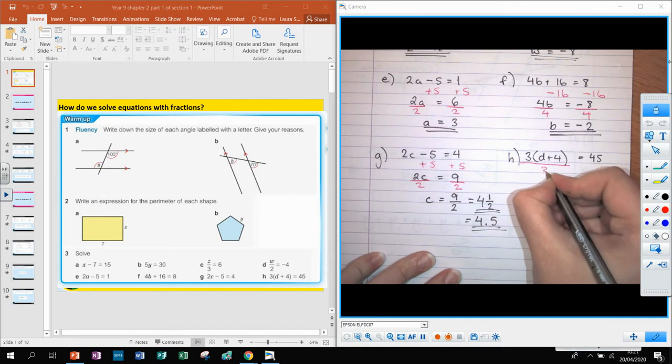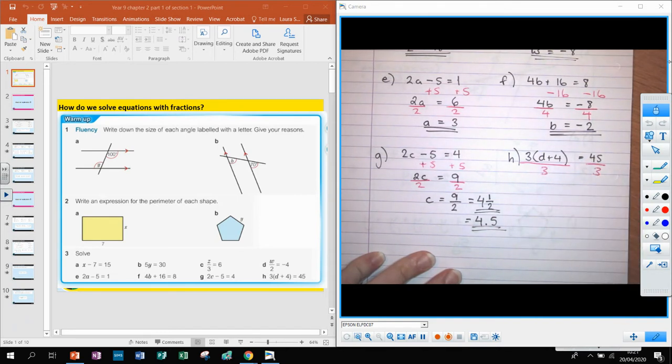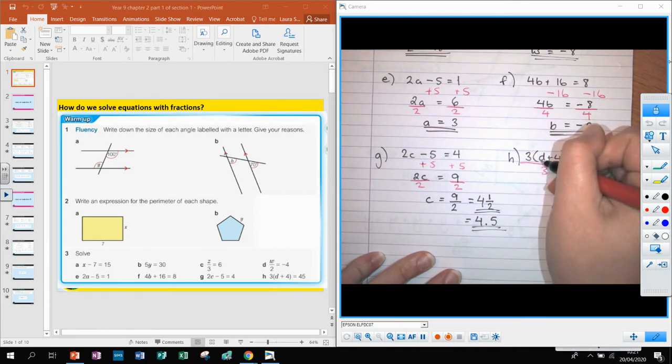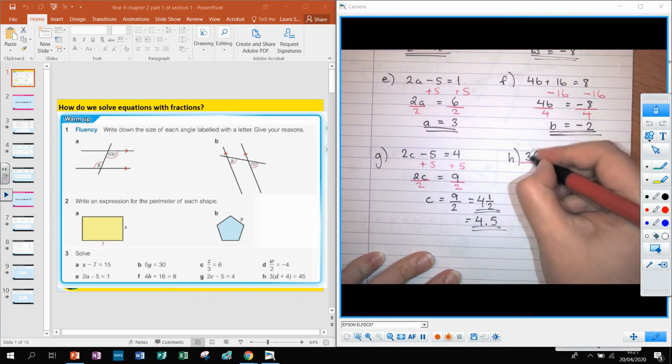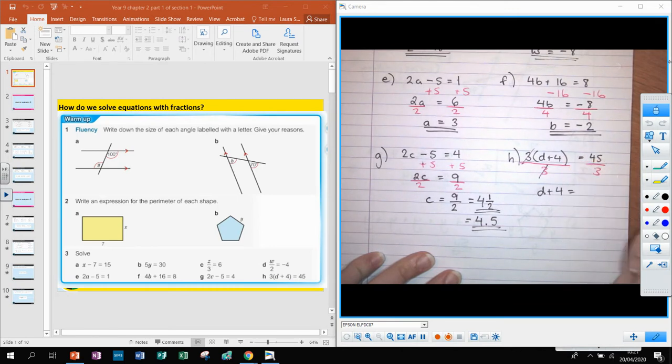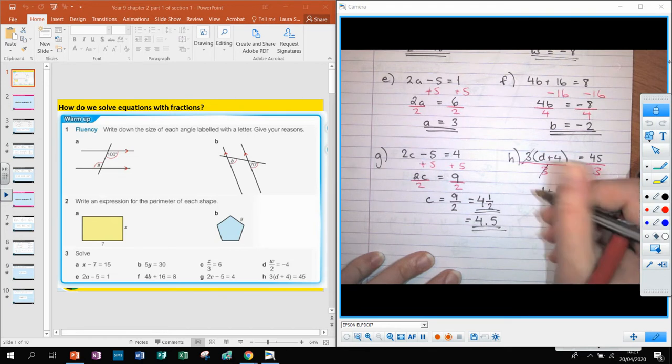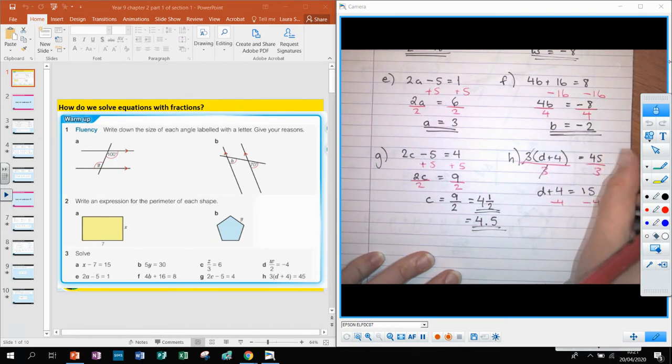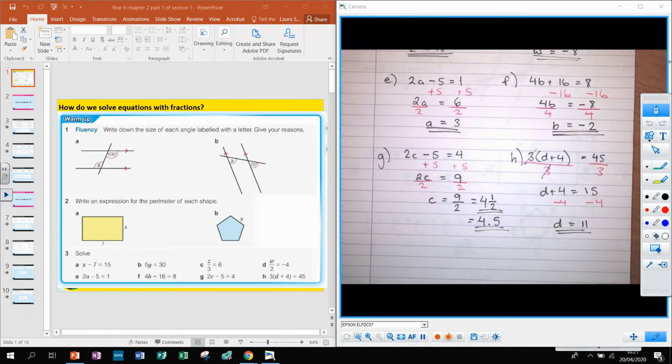We're going to divide by 3. That is the opposite of multiplying. And remember that a number next to something in a bracket means we're multiplying. So 3 divided by 3, that cancels out, leaving us with d plus 4 is equal to 45 divided by 3, which is 15. Now we can take away the 4, leaving us with d is equal to 11, which is our final answer. Okay? All right, well done, guys.